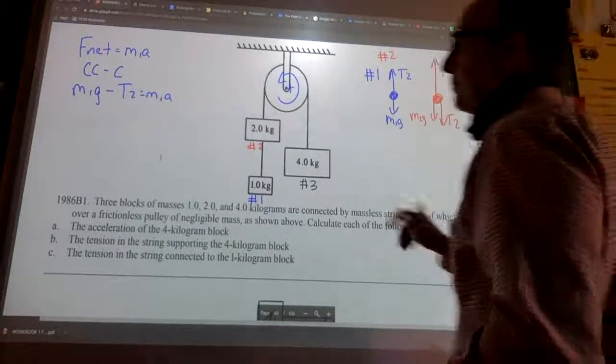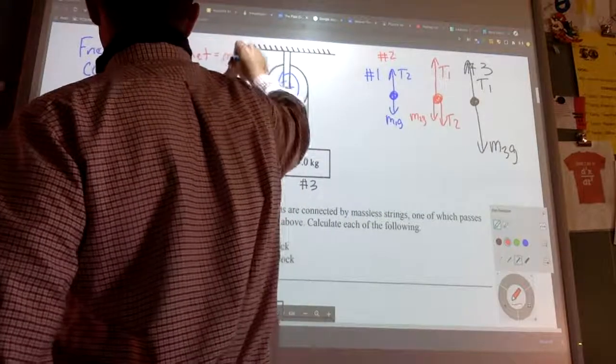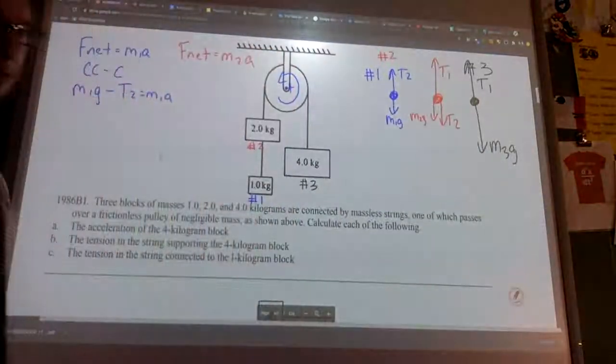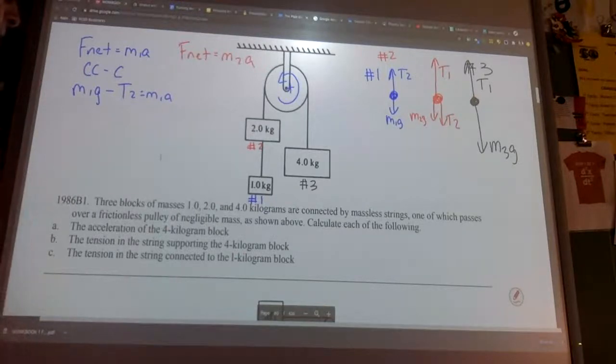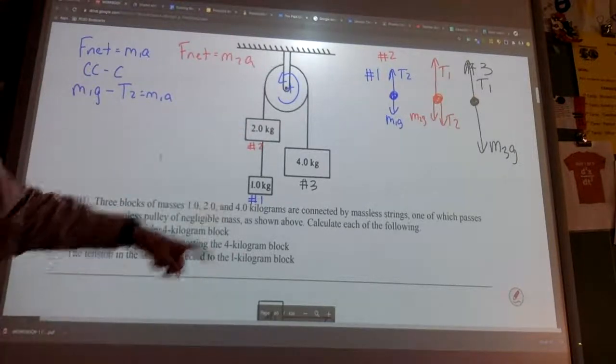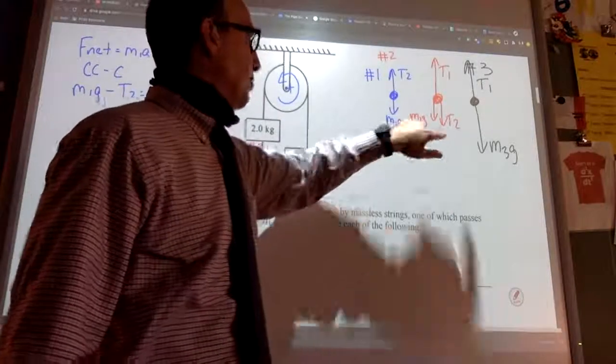Number 2. Fnet equals M2A. The arrows in the same direction would be positive for this one, right? Because it's also on that side of the pulley. So M2G would be positive, and T2 would be positive.